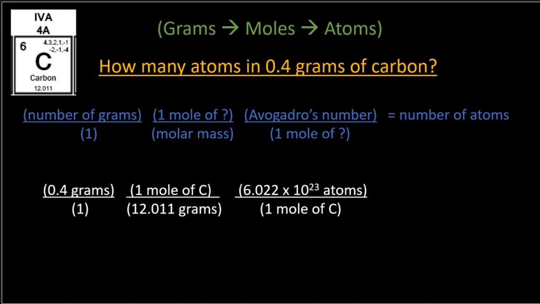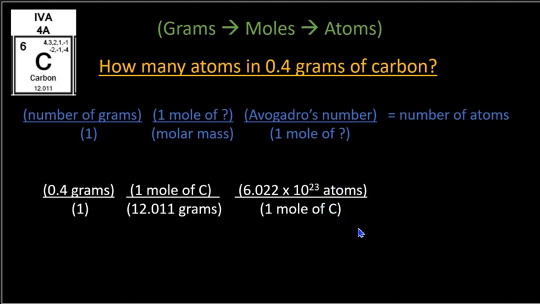Now, essentially what we're doing when you look at all of this is you're taking 0.4 divided by 12.011 times 6.022 times 10 to the 23rd. And remember, this number right here is huge. So since we're going to be multiplying by it, it makes sense that what we're going to have left is a big number. Okay, moles are gone because the upper and lower. Grams are gone because upper and lower. So all we are left with is atoms.